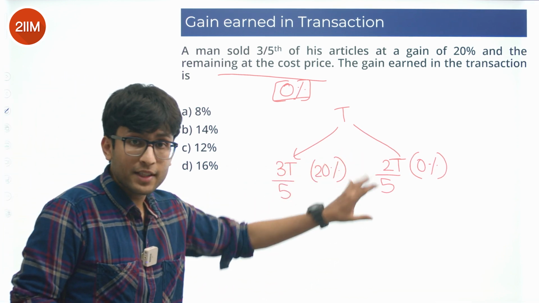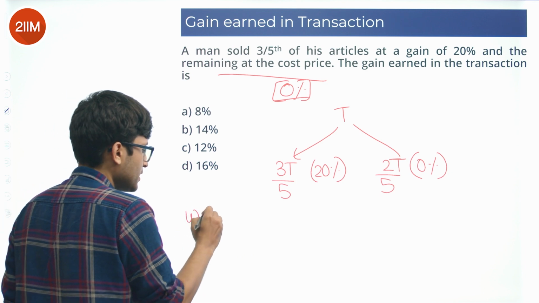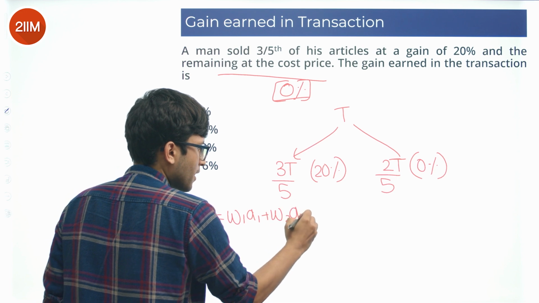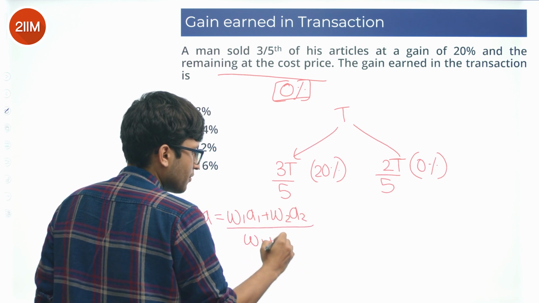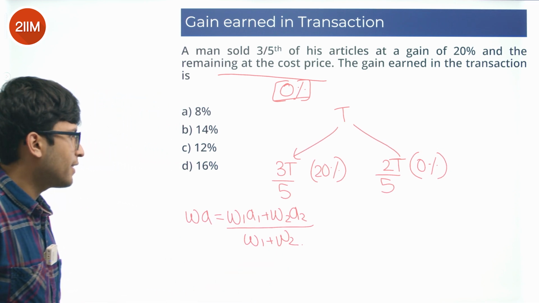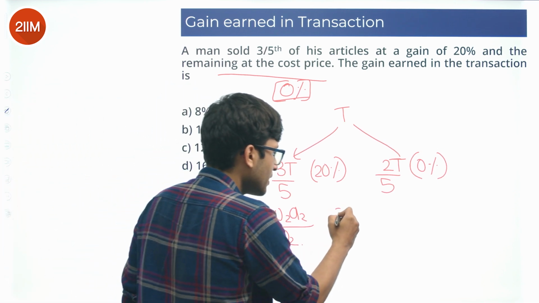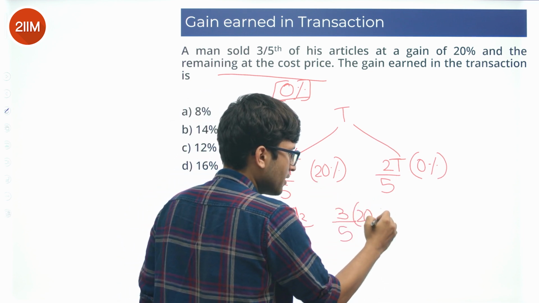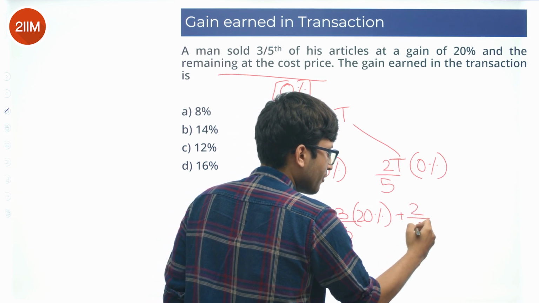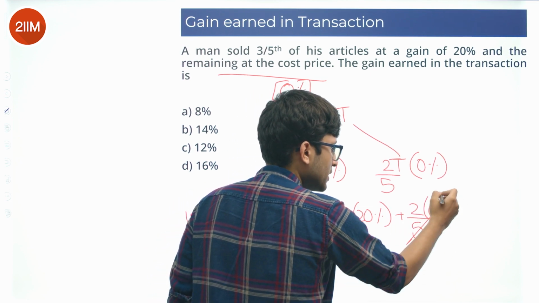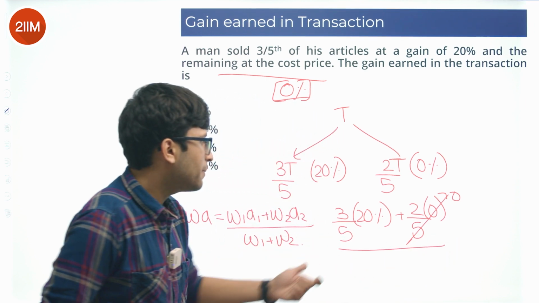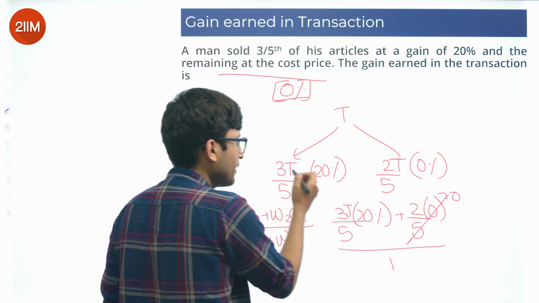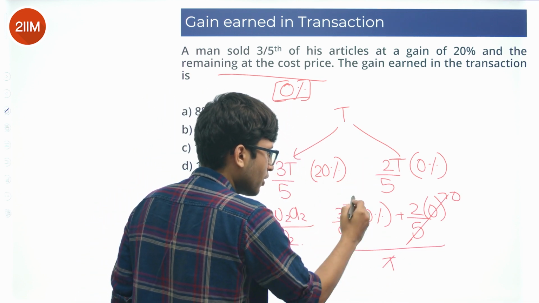Now as we have these values, we can directly use weighted average. The formula is W1A1 plus W2A2 upon weights of 1 plus weights of 2. I would get 3 by 5 into 20% plus 2 by 5 into 0, which would turn out to be 0, whole divided by 3 by 5 plus 2 by 5, which is equal to 1. The denominator would also get cancelled out.